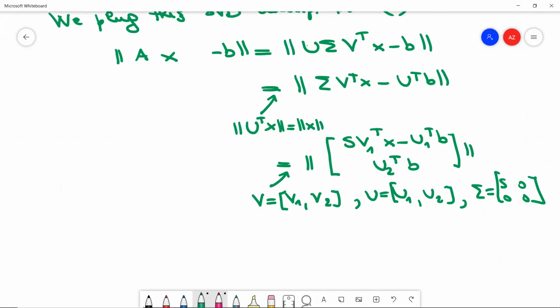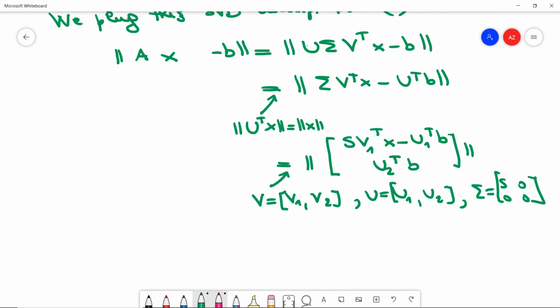And now if we look at this vector which we obtain, we see that the second component of this vector, we don't have any impact on with our X. Whatever we plug in for X, we cannot change this second component. So this second component will be the same for every X. But what we could try to do is to kill the first component. So we choose such X to kill the first component.